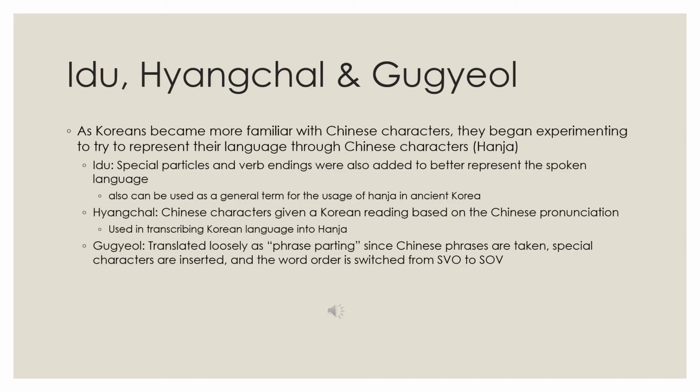The final one, 고열, was loosely translated as phrase parting, since you take Chinese phrases, you add special characters, and you change the word order from the Chinese subject-verb-object to the Korean subject-object-verb. And this was mainly used in transcribing written Chinese into Korean.